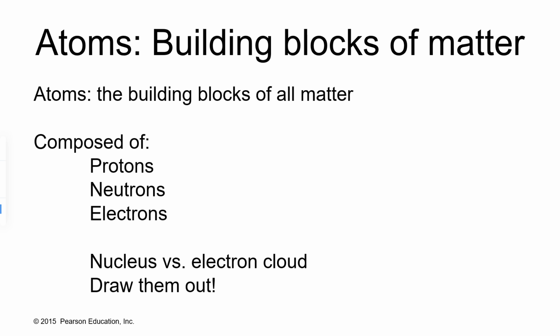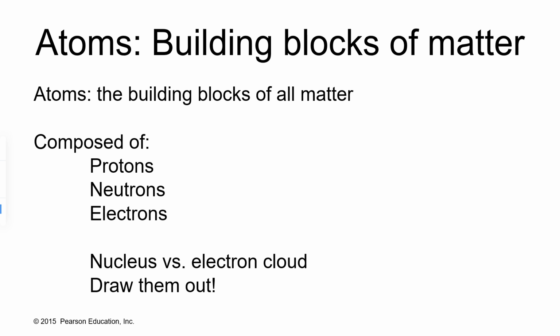Atoms are composed of three main parts: protons, neutrons, and electrons. Protons have a positive charge, and they're found in the center of the atom. The center of the atom, also referred to as the nucleus of the atom, is where you would have both protons and neutrons. So neutrons have a neutral charge. They are not charged.